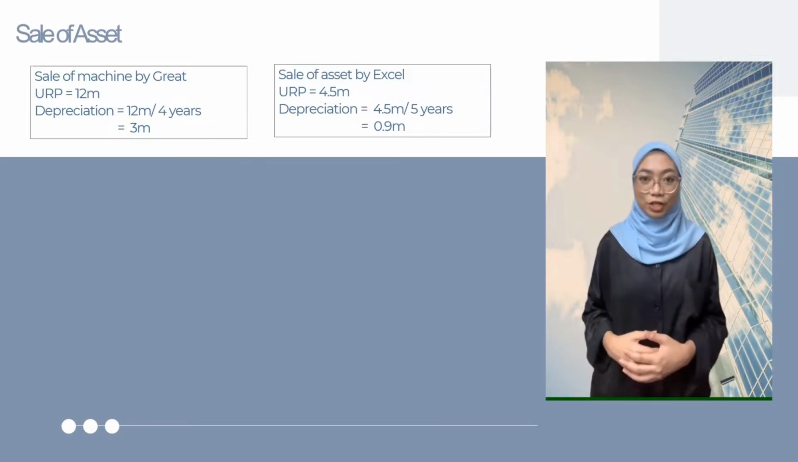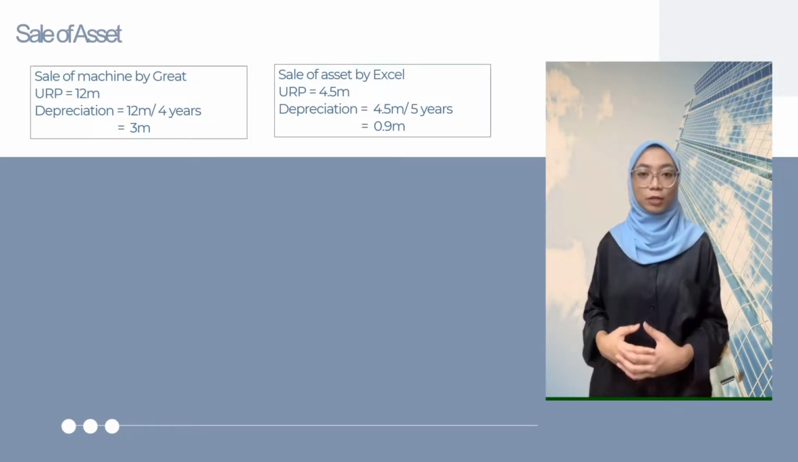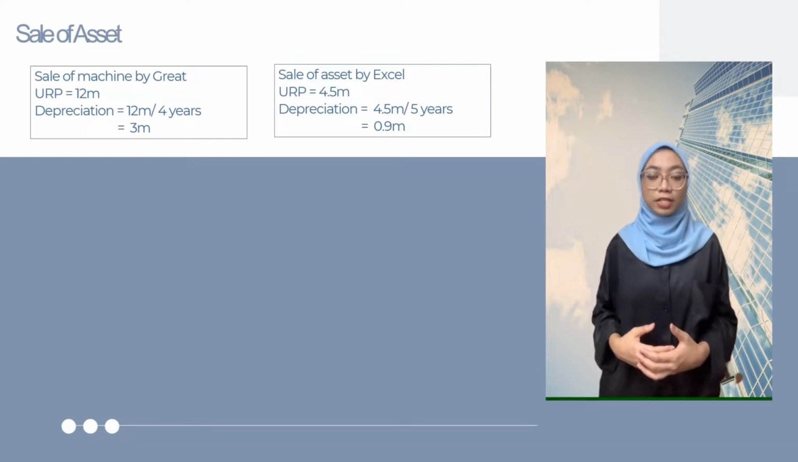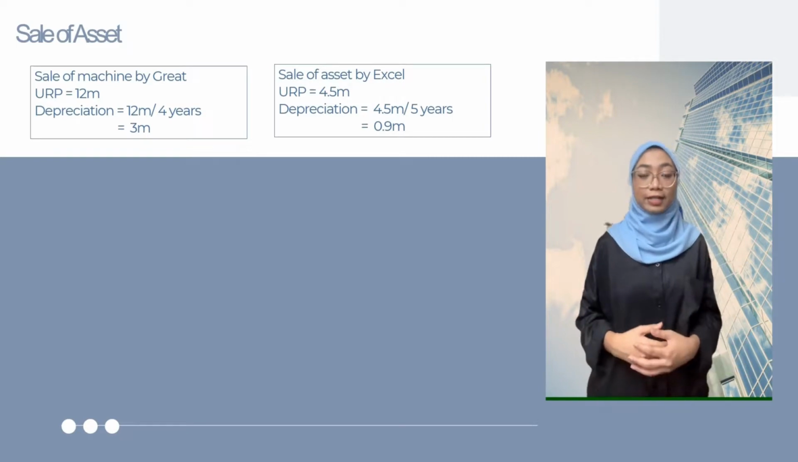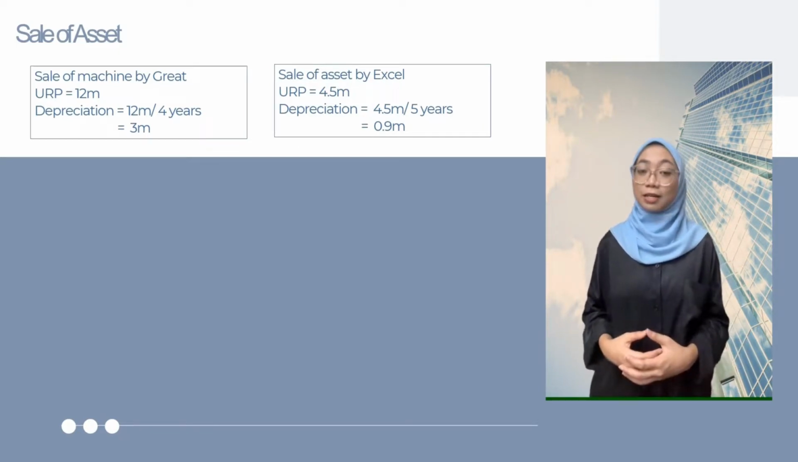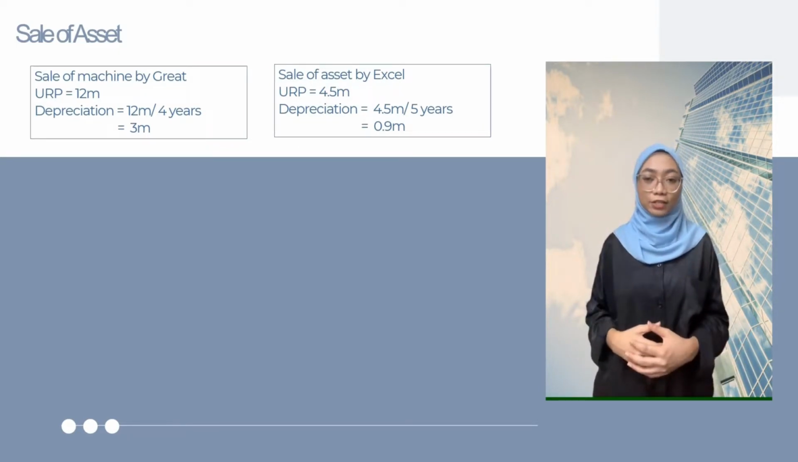This is the calculation on sales of asset where we get from the question 12 million from sales of machine by Great and 4.5 million from the sales of motor vehicle by Excel. We also need to calculate the depreciation by dividing with the years remaining.